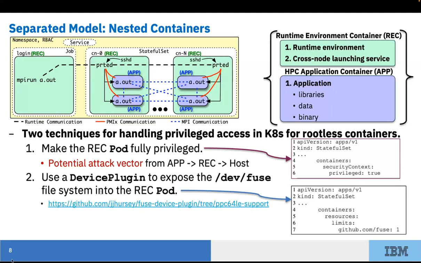And so what we're going to do is use this fuse device plugin, which you see a link here to the implementation, and it's going to expose the dev-fuse file system into the pod, but nothing else. So we don't need privilege on the system. All we need is access to this user space mount point. So instead of asking for everything, we ask for the very specific minimal need we have, right? So we're really focusing the exposure here.